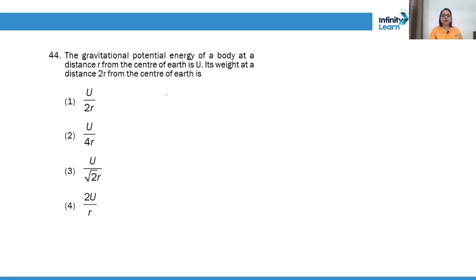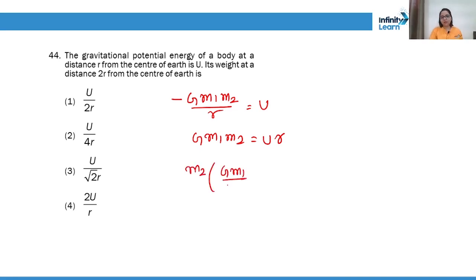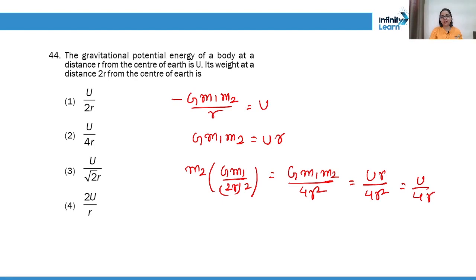Next is: the gravitational potential energy of a body at a distance r from the center of the earth is U. So minus G m1 m2 upon r is U, so basically the magnitude of G m1 m2 is equal to Ur. Its weight at a distance 2r from the center of the earth is? So weight will be m2 times G m1 upon (2r) whole square, where m1 is the mass of the earth. In this case it will become G m1 m2 divided by 4r square. G m1 m2 is Ur, so it is Ur divided by 4r square. So this is U upon 4r, which is option 2.